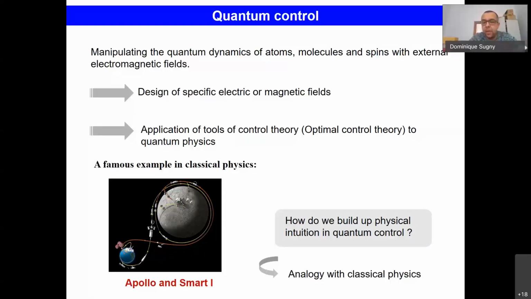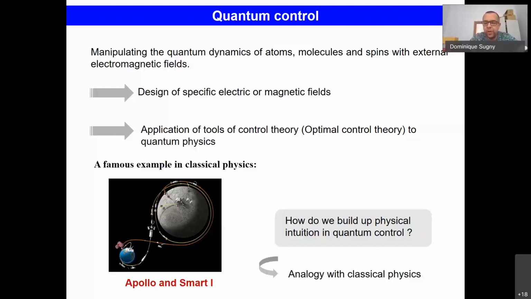So in control theory, in applied mathematics, this mathematical framework can be used in many different areas. So for instance, in classical physics, one of the first examples of application of optimal control theory was the control of spacecraft in space dynamics, with the examples of the Apollo missions and the Smart 1 mission. The goal of the Smart 1 mission was to take a picture, for instance, of the dark side of the moon.